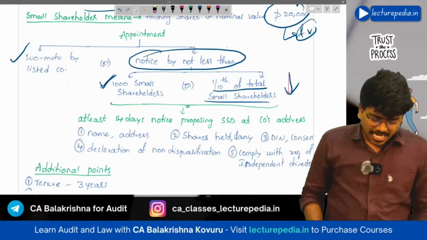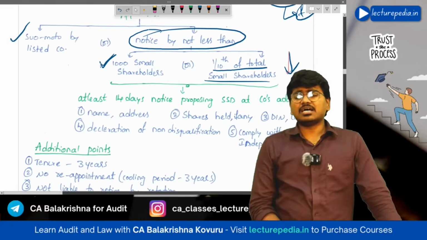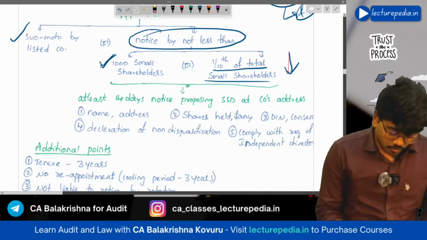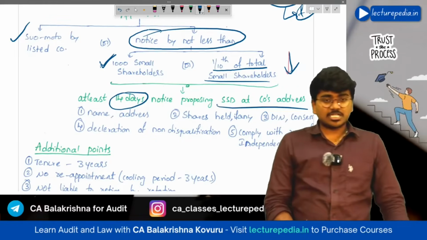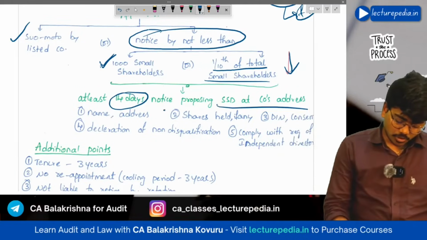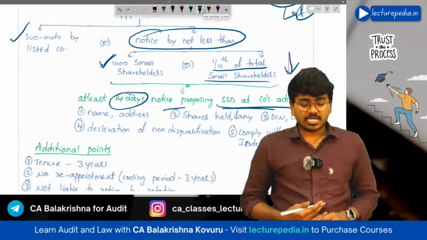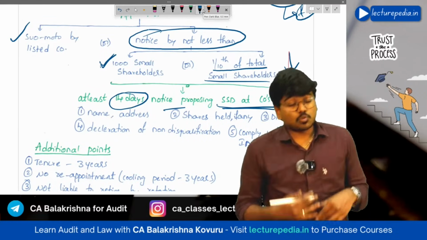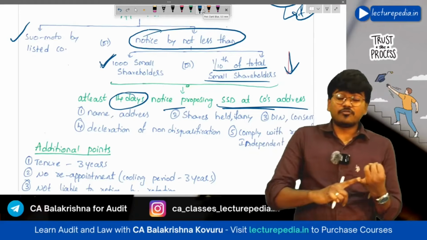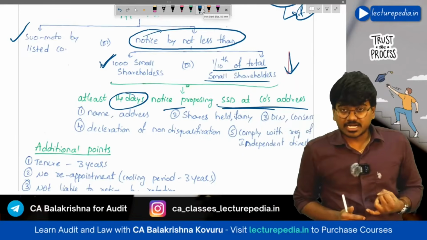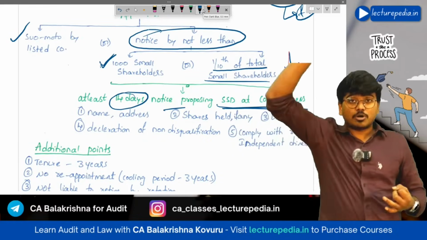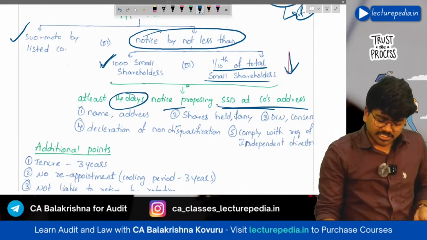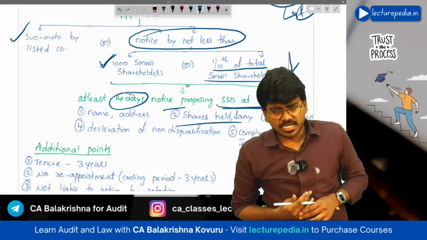The notice has to be given at the registered office of the company at least 14 days before the annual general meeting. At least 14 days' notice proposing the small shareholder director has to be given at the company's registered address. Now in that notice, what has to be there? The name of the proposed small shareholder director and the address, the contact details of such small shareholder director, and shares if any held by the small shareholder director.